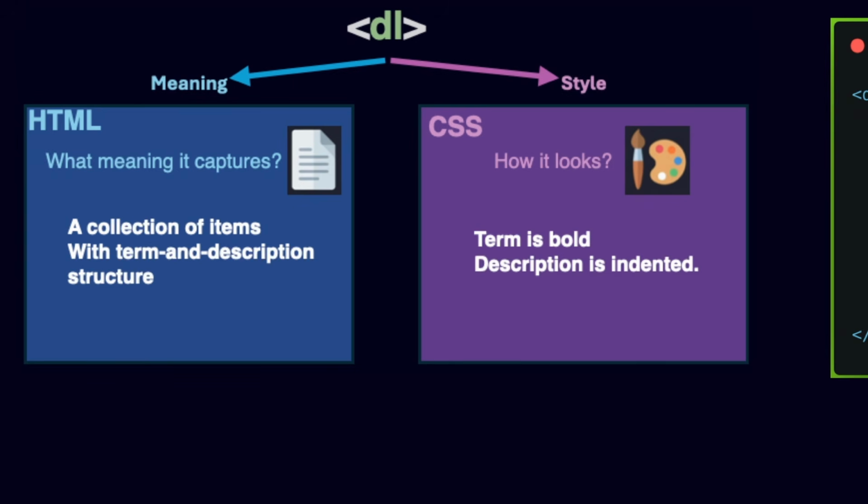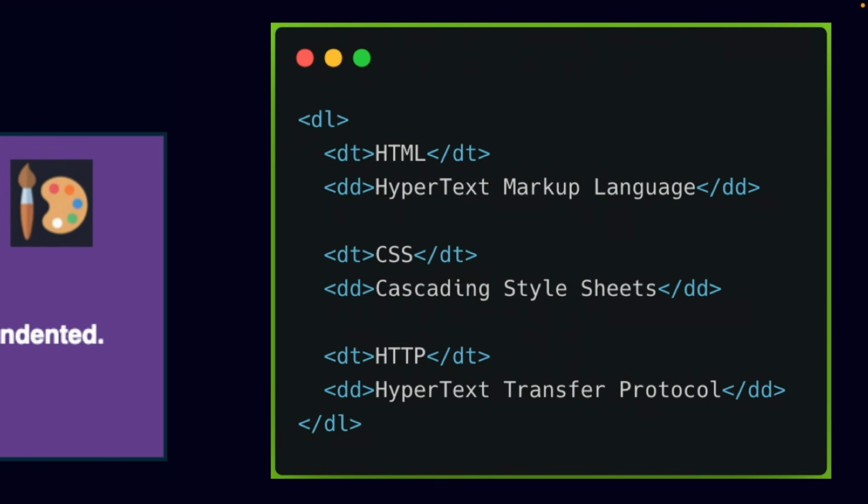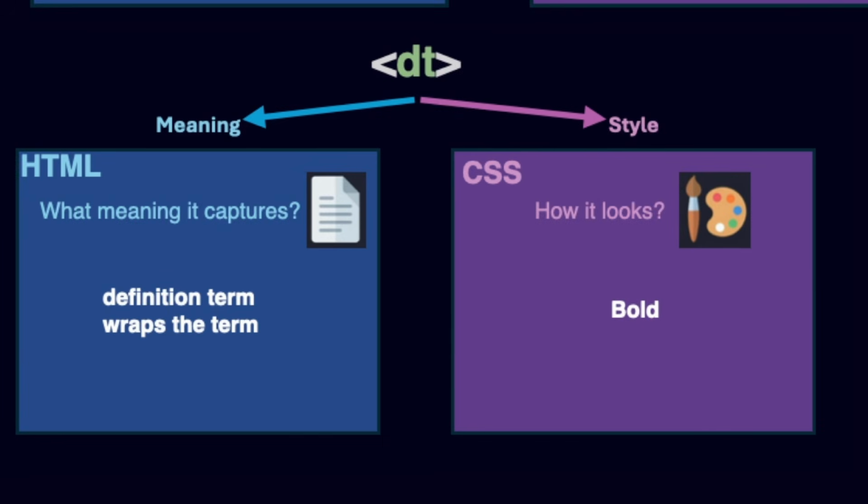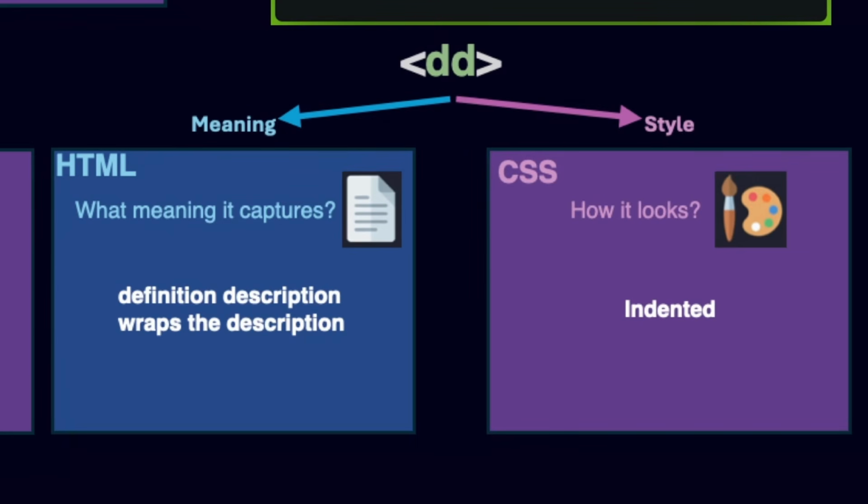DL stands for definition list. It captures a list of items with term and description structure. Inside the DL tag, we have 2 types of tag. We have the DT tag, the definition term, which wraps the term that we want to define, and by default, its style is bold. And we have the definition description, the DD tag, which holds the description for that term.